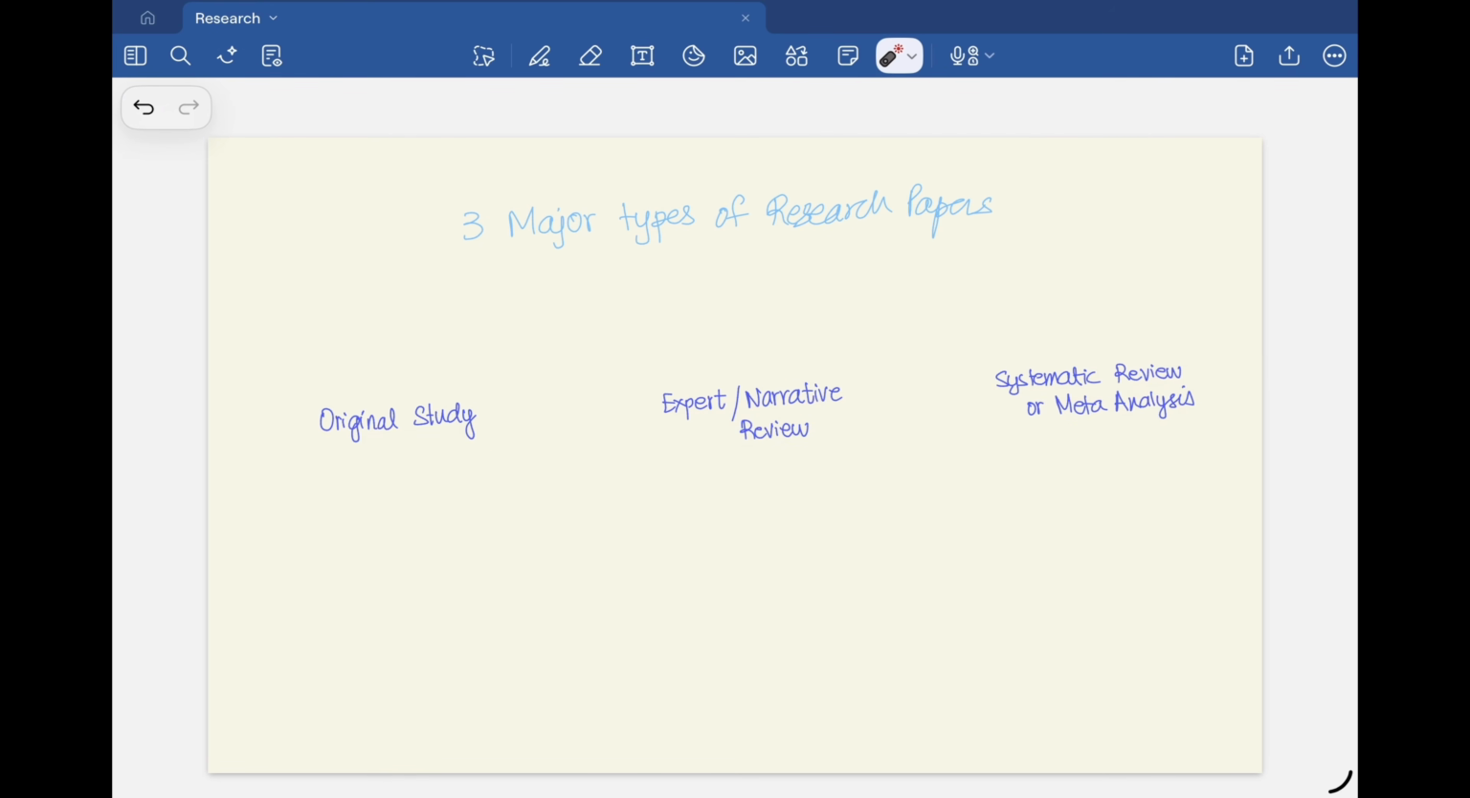Now, the problem is that if you read an original study, a review paper, and a meta-analysis the exact same way, it's actually a problem because it's like reading a recipe, a novel, and maybe your medical bills the same way. They're completely different documents trying to do completely different things. So you can't read them the exact same way. So for that, you will first need to understand the three types.